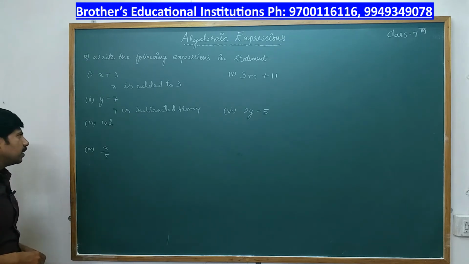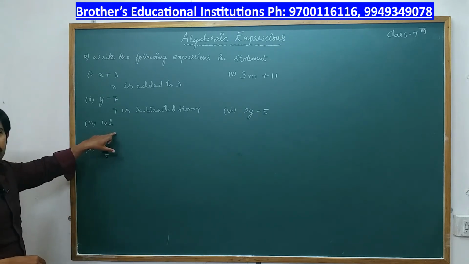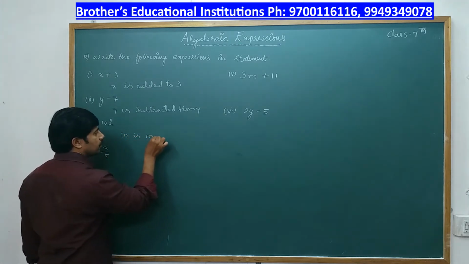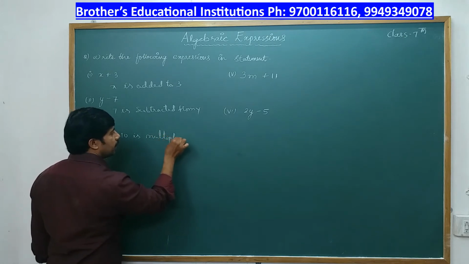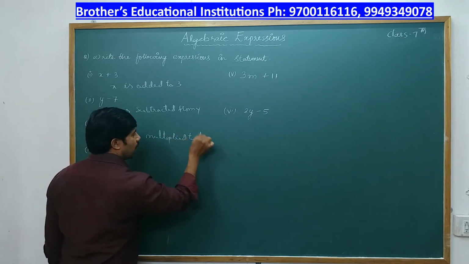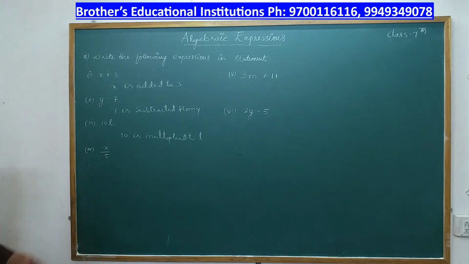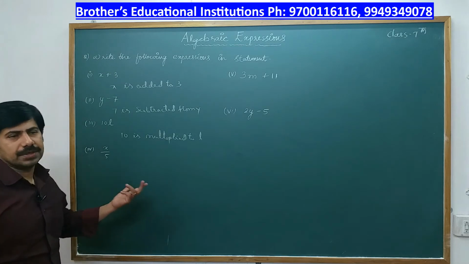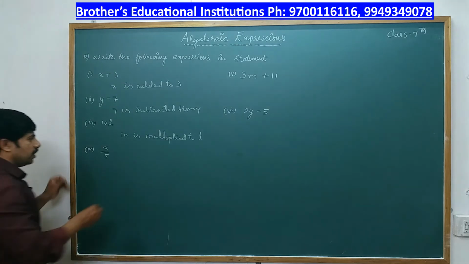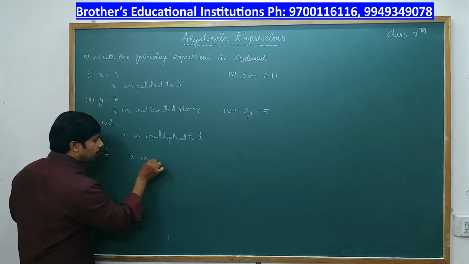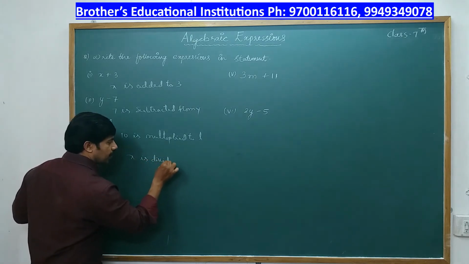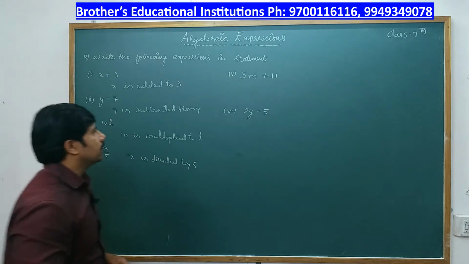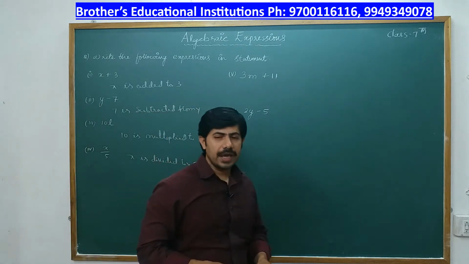Then after that, 10L. What does that mean? 10 is multiplied to L. Then we get 10 times L. Both are fine: 10 is multiplied to L, or we can write 10 times L. Then after that, x by 5. X is divided by 5. Then after that we have 3m plus L.